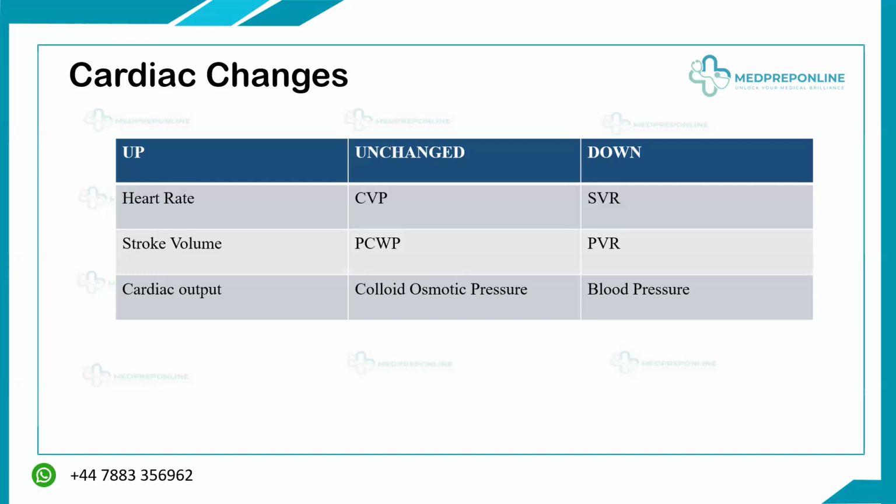What goes down is because of the relaxing effect of progesterone as well as other hormones in the body. There is stimulation as well as dilatation, and systemic vascular resistance will fall, right, because of arterial vasodilatation. Along with that, the peripheral vascular resistance, and corresponding to it, the systolic as well as the diastolic blood pressure will fall. What remains unchanged is the central venous pressure, the pulmonary capillary wedge pressure, as well as the colloid osmotic pressure or the oncotic pressure in blood.